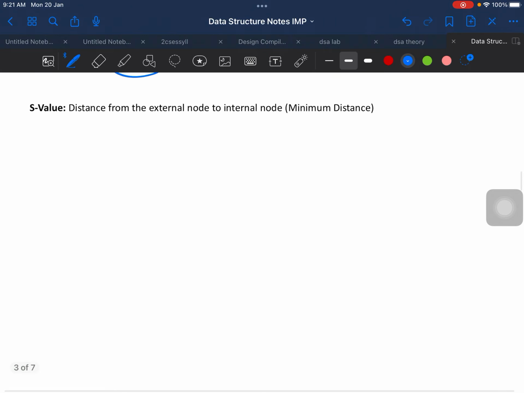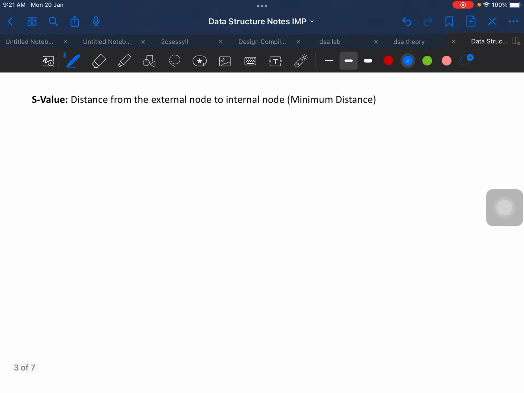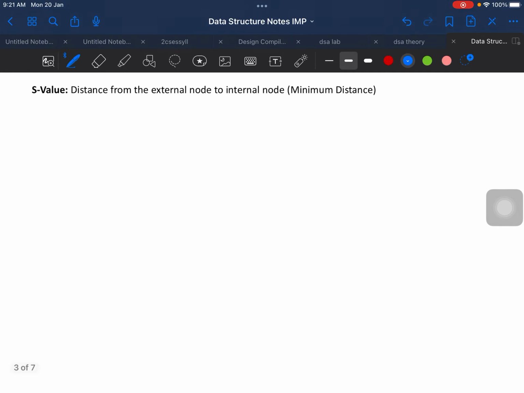First of all, we'll see what is meant by s value. The s value means the minimum distance from the internal node to an external node. What do you mean by external node? You might be thinking external node means the leaf node. No, external node means a node which is not present in the tree. So that we have to draw. From any node present in the tree to the node present externally, the minimum distance between them is your s value.